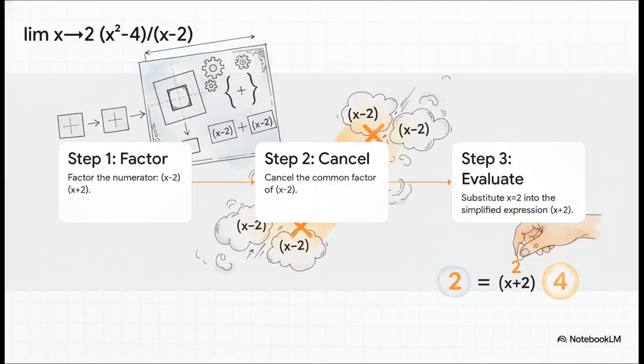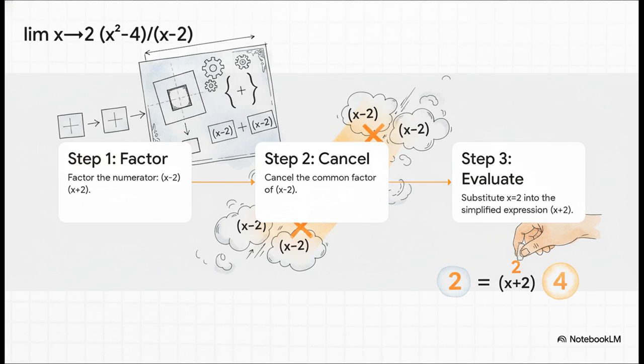If you plug in 2 right away, you get 4 minus 4 over 2 minus 2. That's 0 over 0. So we pull out the factoring tool. The numerator, x squared minus 4, that's just the difference of squares, right? It becomes x minus 2 times x plus 2. And look at that. We have a common factor of x minus 2 on the top and bottom that we can cancel out. And we can do that because a limit only cares about what's happening near x equals 2, not at x equals 2.